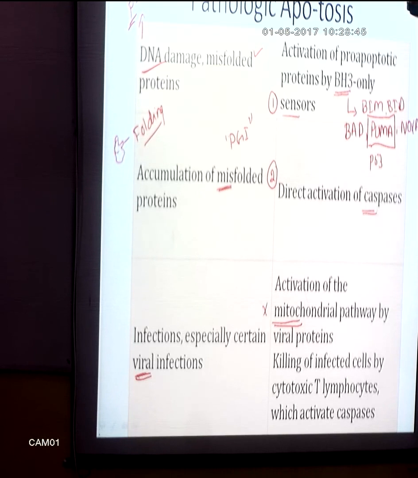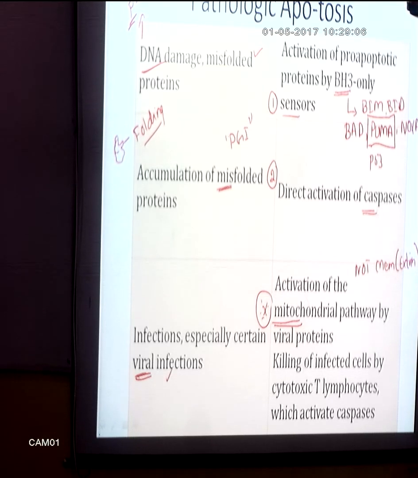This is important, and not the what pathway? The other pathway is the membranous or the extrinsic pathway. They don't activate the extrinsic pathway, they activate the mitochondrial pathway when there is a viral infection. So I am repeating it again.